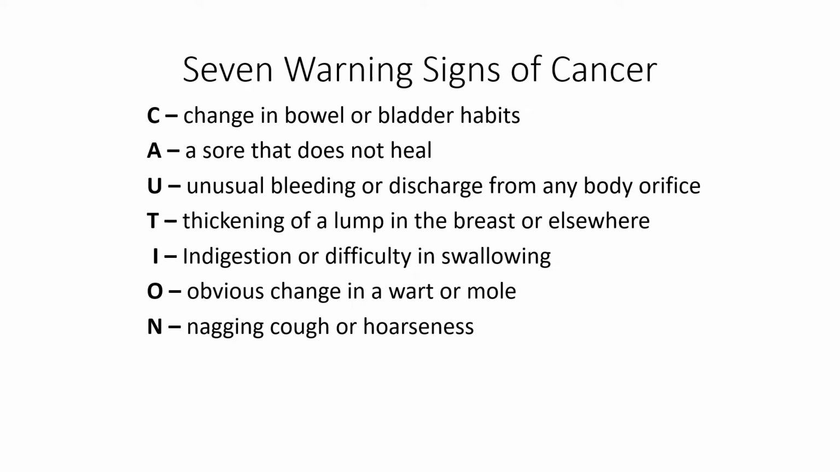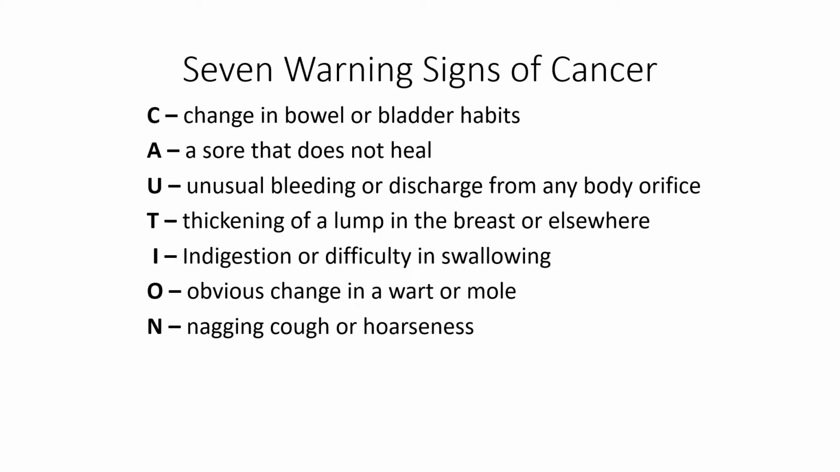Here are the 7 warning signs of cancer. This is an acronym. C is for change in your bowel or bladder habits. This is what we see most commonly with colon cancer. A stands for a sore that will not heal, so that would be more related maybe to a melanoma. U is unusual bleeding or discharge from any body orifice. And this comes to mind with women who are menopausal and begin to have vaginal bleeding again. That is an ominous sign, and that is typically related to ovarian cancer.